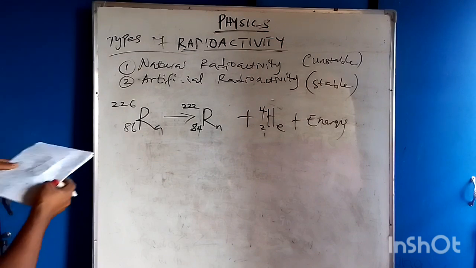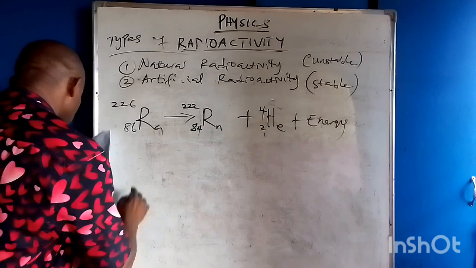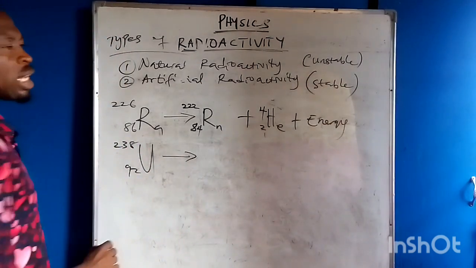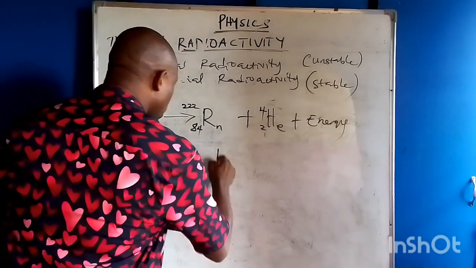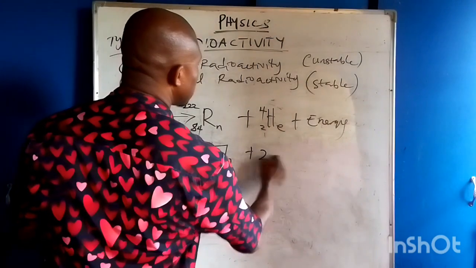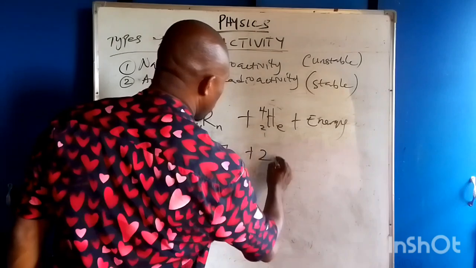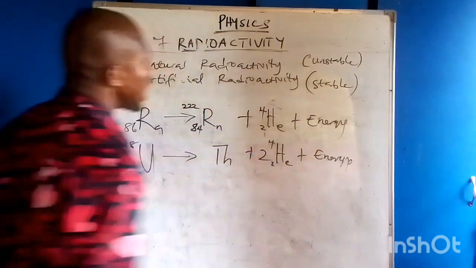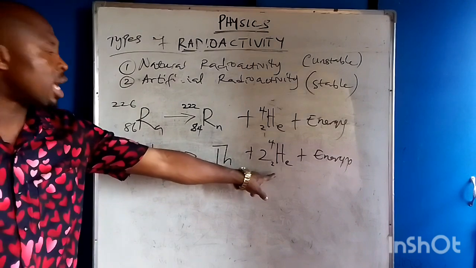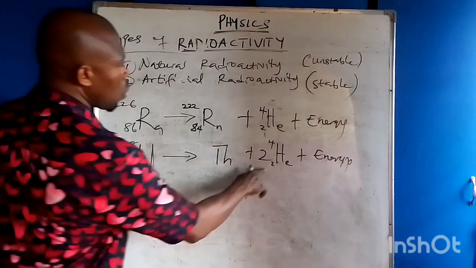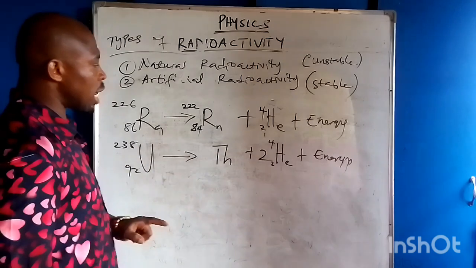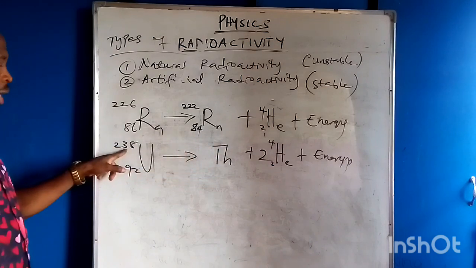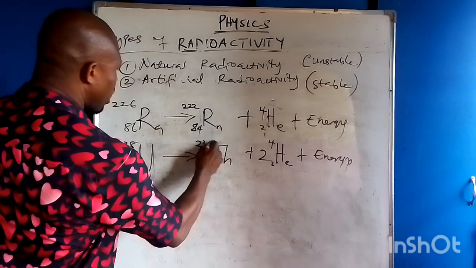We can also have another one with thorium. If you have uranium-238 with atomic number 92, and it undergoes natural radioactivity, it can emit thorium plus, let's say, 2 alpha particles, each with 4 here and 2 here, plus energy. Since it is releasing 2 alpha particles, 2 times 4 is 8. That means the new element, thorium, has its mass number reduced by 8, and 238 minus 8 gives us 230.